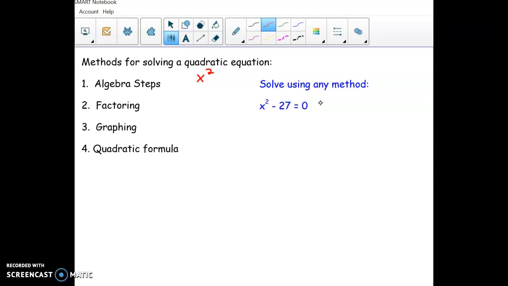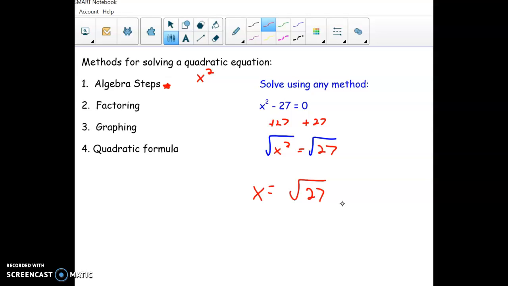As an example here, we can actually solve this particular quadratic. There's a bunch of different methods for solving them, but on this particular one, we can do what's called algebra steps, which is what you're used to. So add 27 to both sides to get the x squared alone. And then you can get rid of a square by a square root. So we're going to take the square root of both sides so that it cancels out the square here, giving us x. And on the other side, we have square root 27.